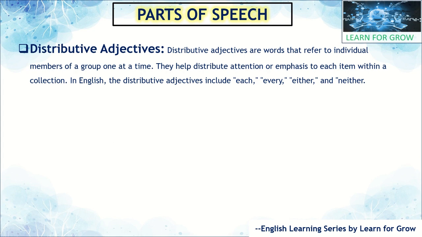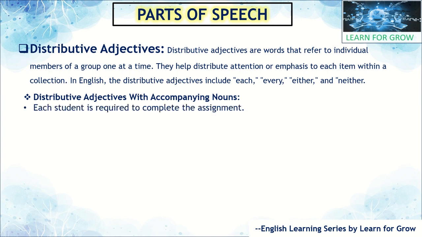Distributive adjectives. Distributive adjectives are words that refer to individual members of a group one at a time. They help distribute attention or emphasize each item within a collection. In English, the distributive adjectives include each, every, either, neither. Okay, distributive itself shows the distribution sign, right? See here a few examples, we can understand what it is.